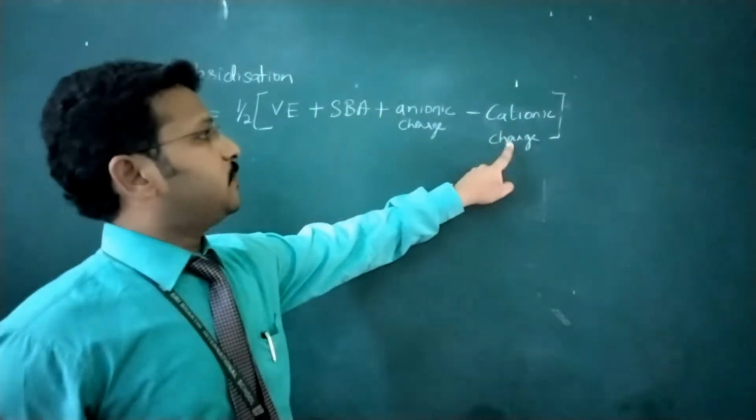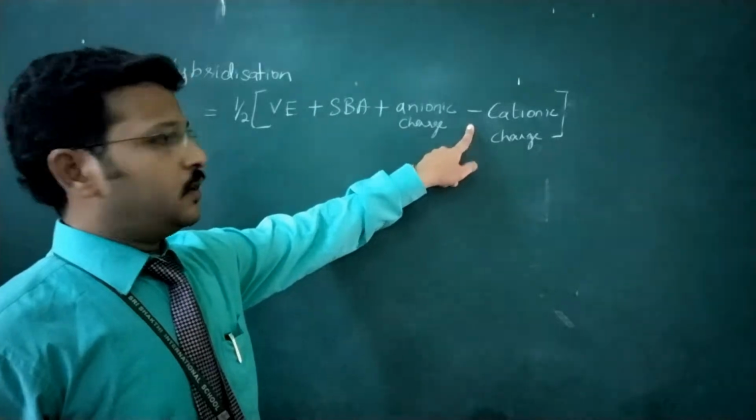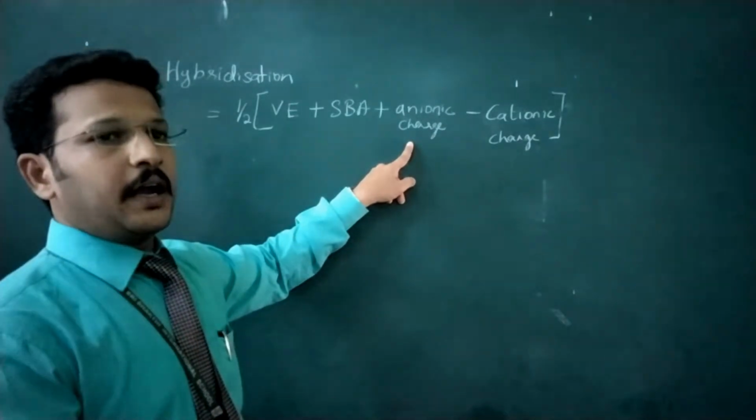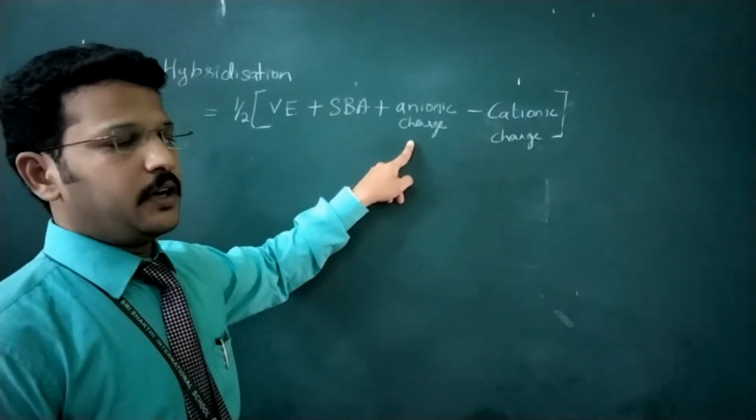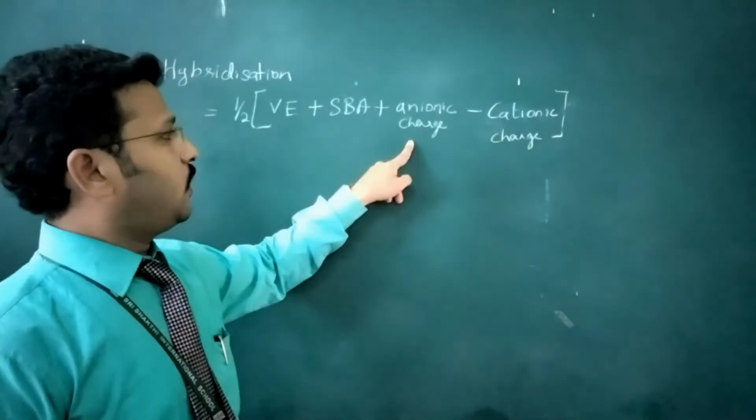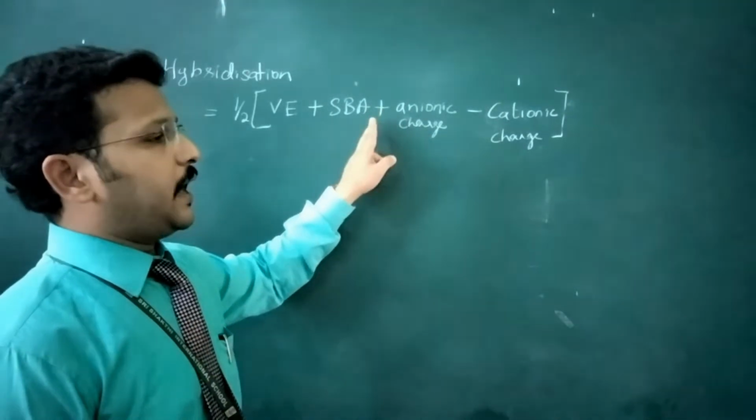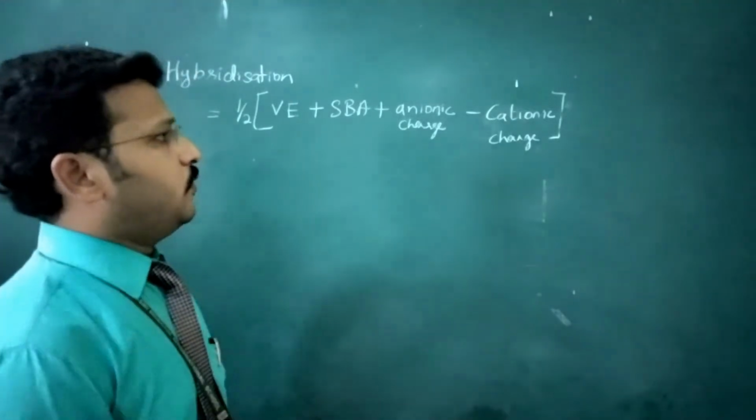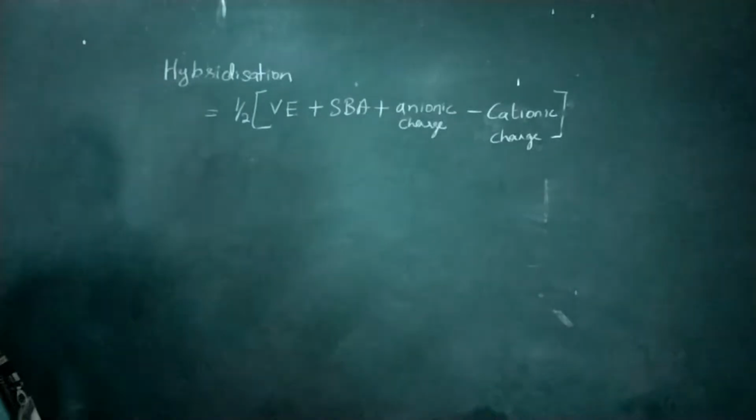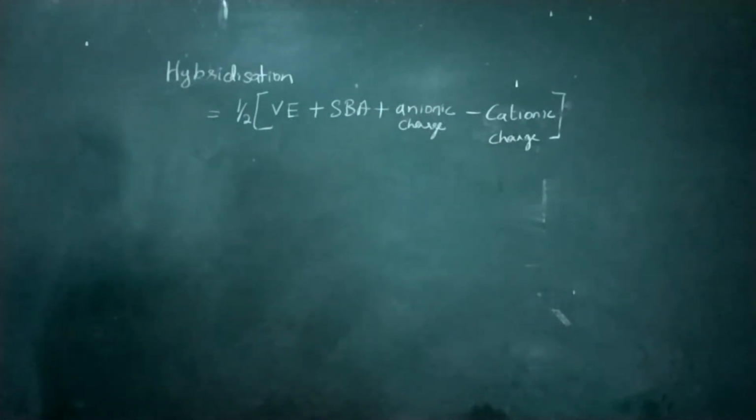So the number of electrons must be deducted here for cations, and anions are accepting electrons, so I have to add the number of electrons here. Now we will proceed to find the hybridization using this formula.